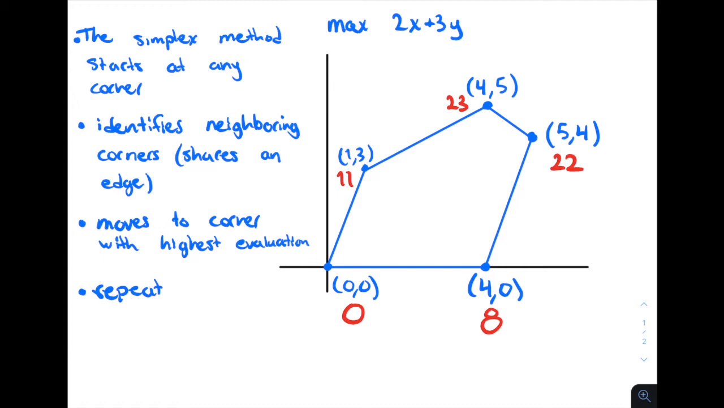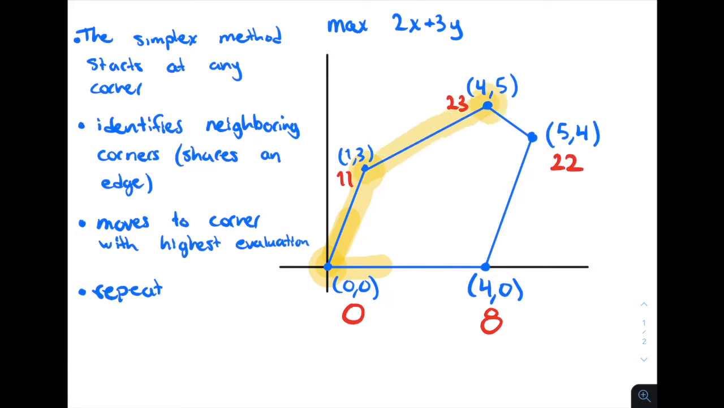Here, if we start at 0, 0, we have two corners. There are two edges. One evaluates to 11, the other 8. Because 11 is larger, we'd move to that corner. In the two-dimensional case, we can only go forward or backward along these edges, and it would make sense that we would always move forward.